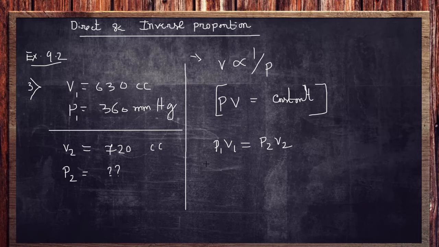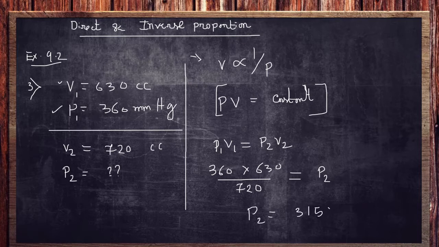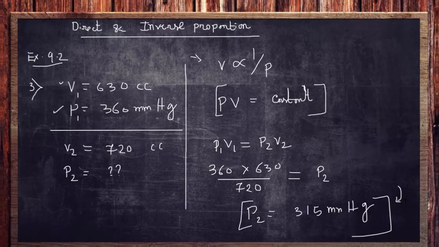So finally, if you put all these values over here, that is 360 millimeter Hg P1 into 630 V1, and I'm also sending V2 in the denominator, so that is 720, that is equal to P2, which we need. So finally, after calculation, you will find that P2 will be 315 millimeter Hg. So that is the pressure and also your answer.